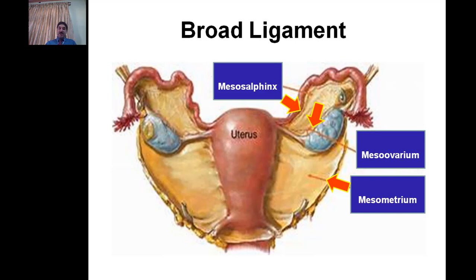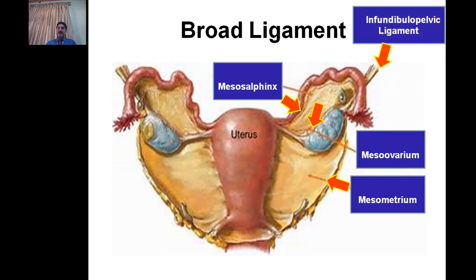Anterior and the posterior layers of mesometrium are continuous with each other, enclosing the fundus of uterus. Infundibulopelvic ligament attaches ovary with the lateral pelvic wall. It carries blood vessels of the ovary. An ovarian ligament attaches the ovary with lateral wall of uterus near the fallopian tubes.